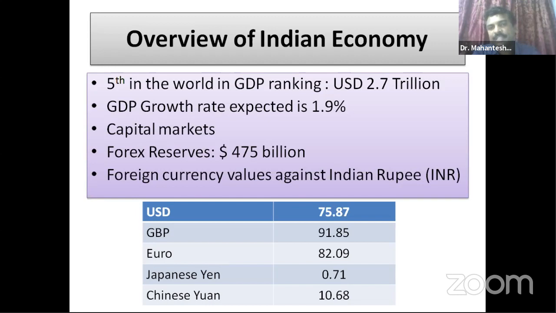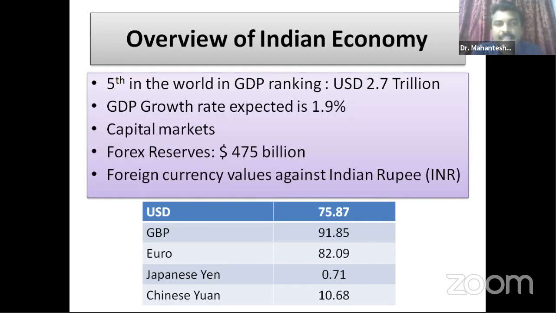Forex reserves as of today are around $475 billion. This is one of the strengths of the Indian markets. The gut feeling of the honorable Prime Minister in announcing a 20 lakh crore package for combating COVID-19, how does that come from? So one good thing that we have is foreign exchange reserves of $475 billion.